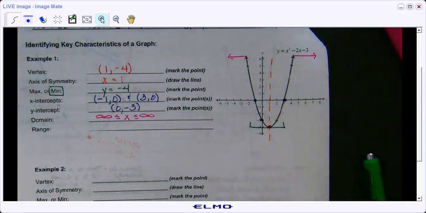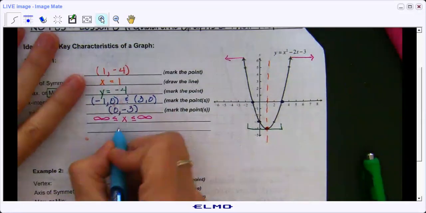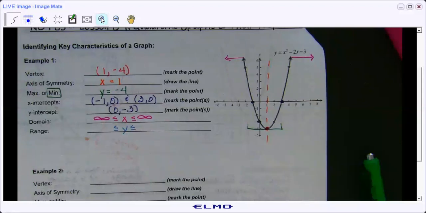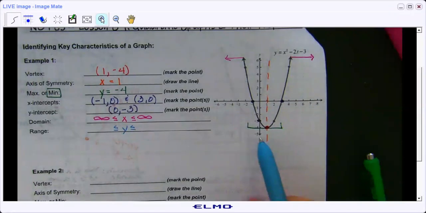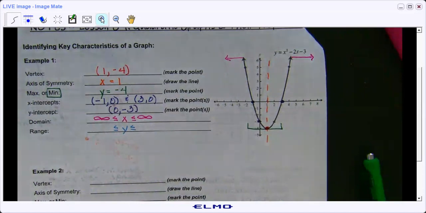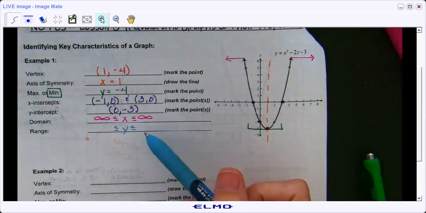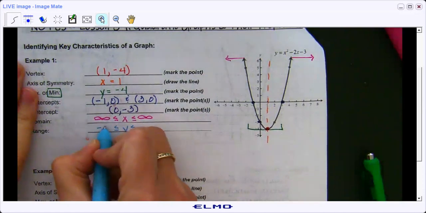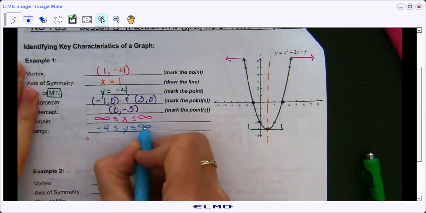Okay, and then our last one is our range. So if we look at our y value, it cannot be less than -4. So when we write this out, I always ask myself, can it be greater than 4? Yes, it can be. So it's going to be greater than or equal to -4 and less than or equal to infinity.